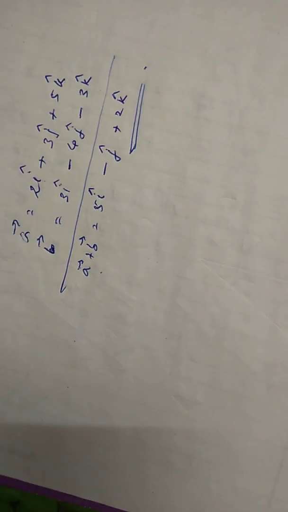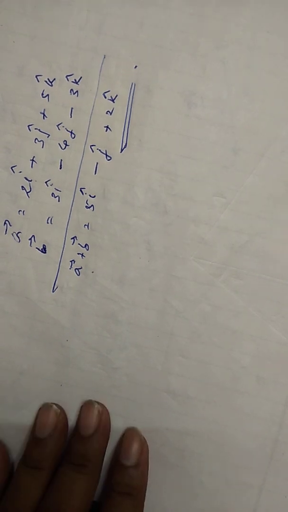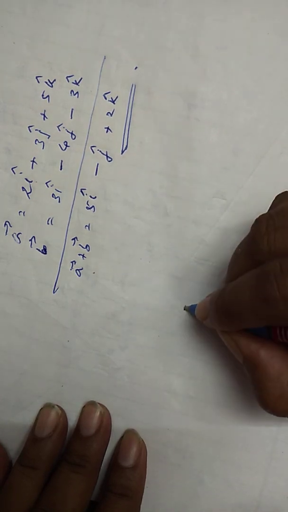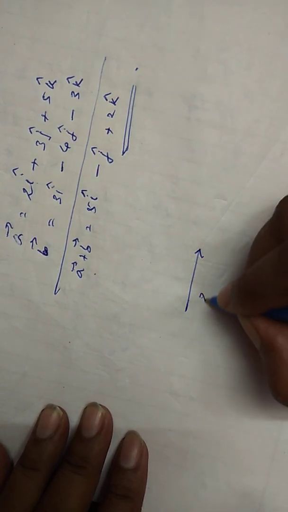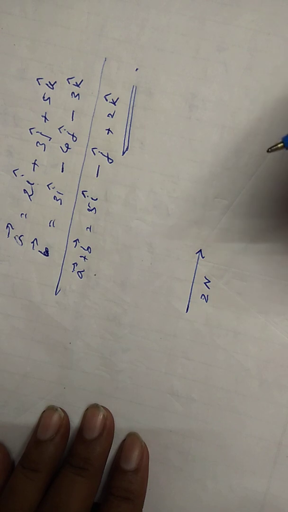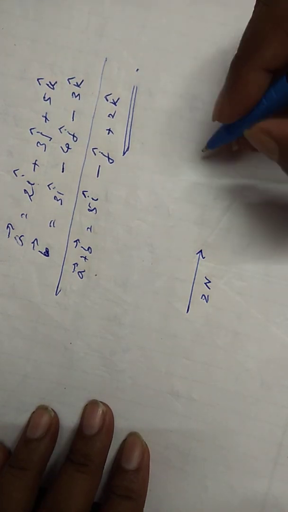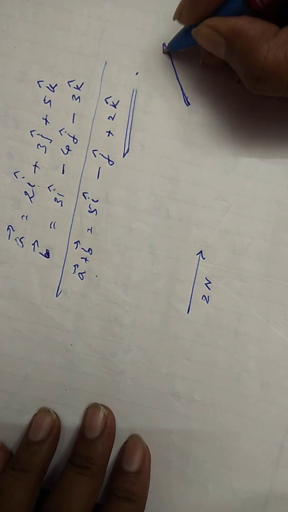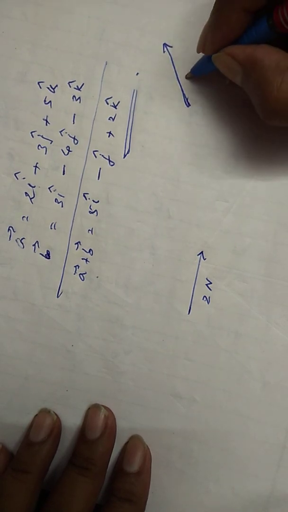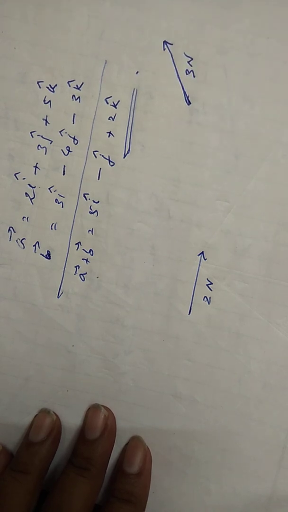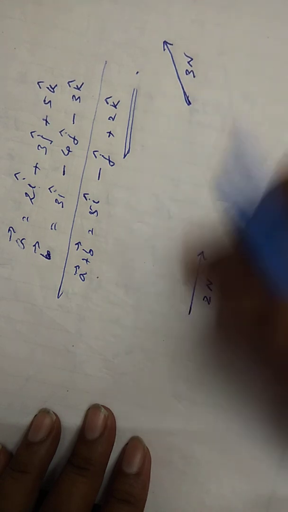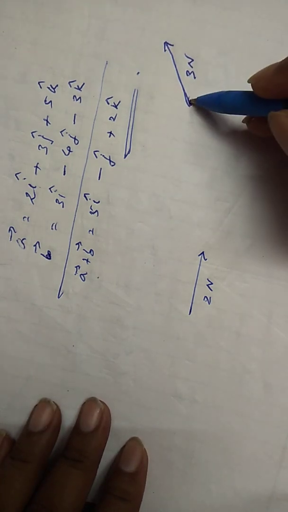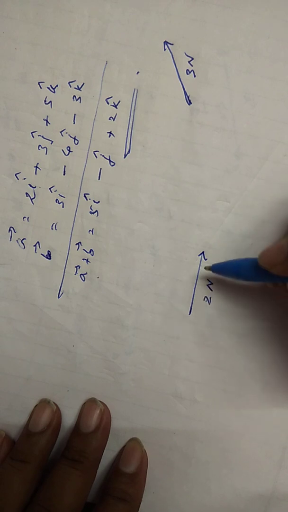Now, suppose 2 Newton is acting in this direction and another vector acting in this direction, 3 Newton. You have to add these two. To add these two, you have two options. You can bring this vector near here and you can also take this vector to here.